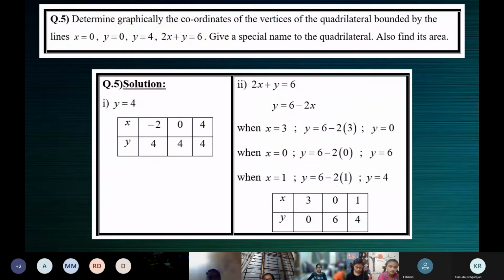See the table. A table is made only for two equations: y is equal to 4 and 2x plus y is equal to 6. For the others, x is equal to 0 and y is equal to 0, you don't have to make a table.